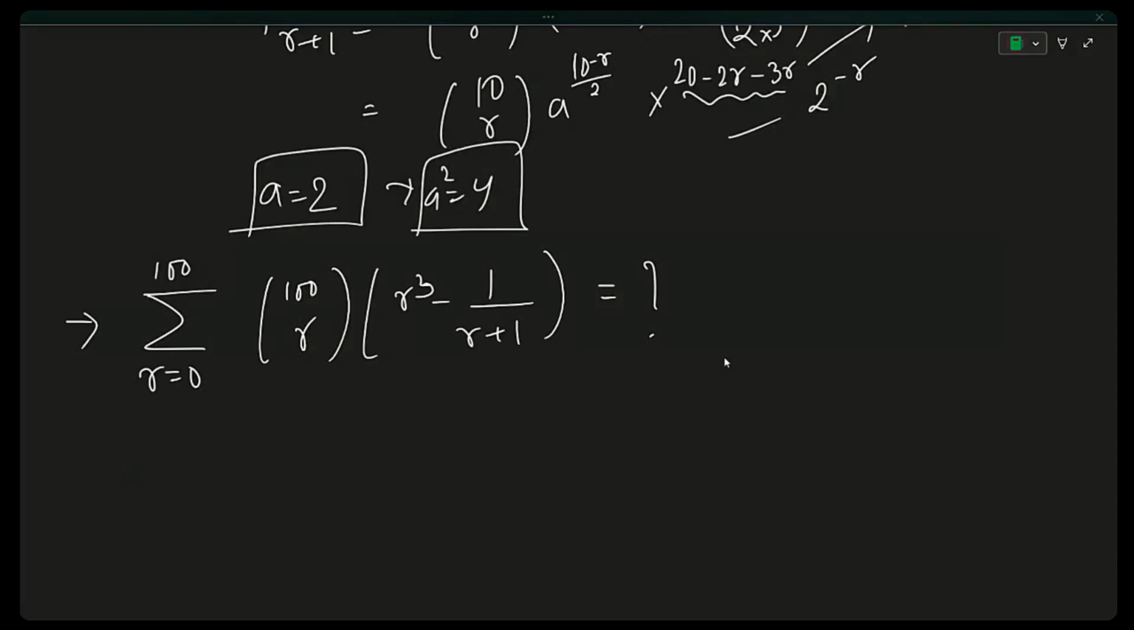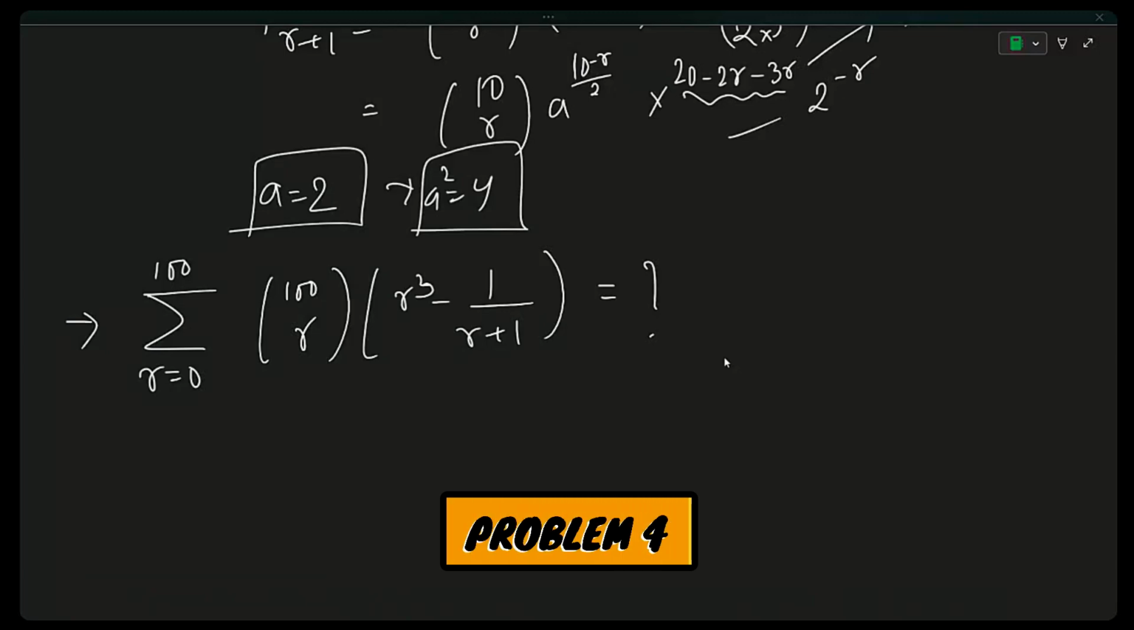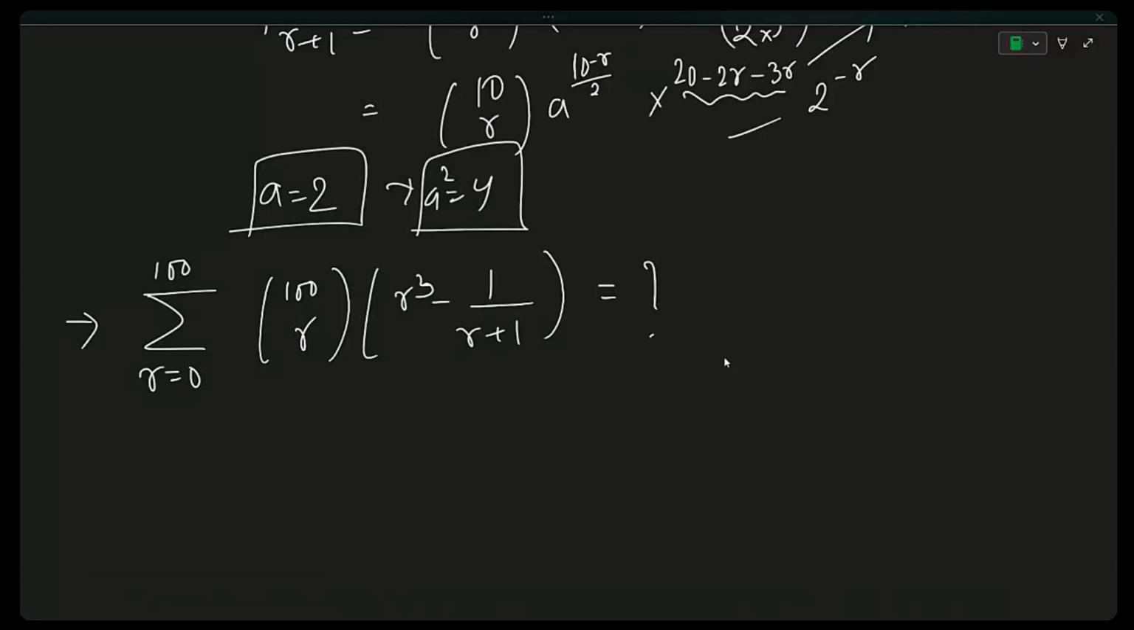Sir, over here, can we do it like this? We know that if something of this format is given, then we can easily reduce it to 100 by r, then n minus 1, that is 99 C r minus 1, times r cube minus 1 by r plus 1. And now we take 100 outside the summation, and reduce the summation to r is equal to 1 to 100, and then we can multiply 1 by r into the expression given inside the bracket. So like this we can keep on continuing. So can we do this?